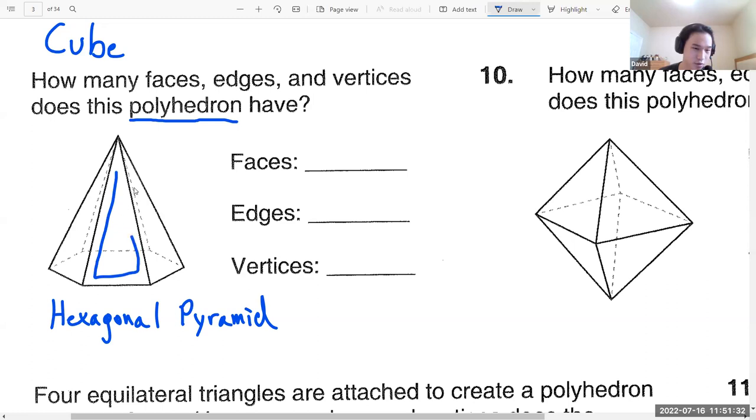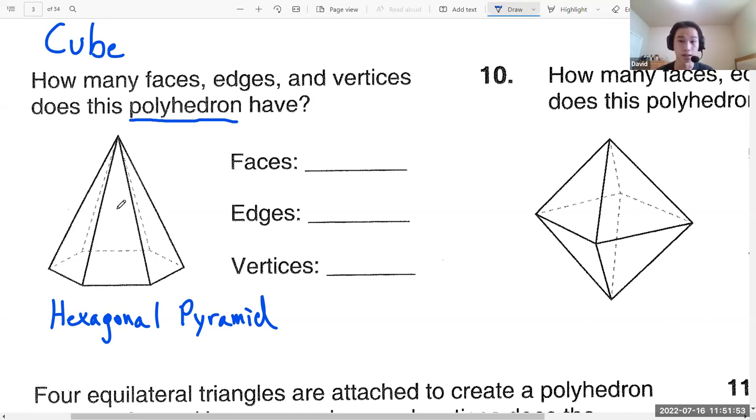So at the front we have this one, and then we have this one, and then this one. So that's three right there. If we look at the back, at the dashed lines, we have this one, this one in the back, and then this one in the back as well. So this makes for six.